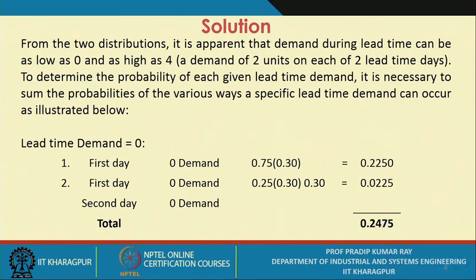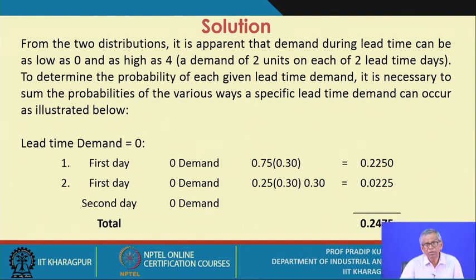Now from the distribution, it is apparent that the demand during lead time can be as low as 0 and as high as 4. That means, supposing the demand is say 0 and the lead time is 1, the demand during lead time is 0.